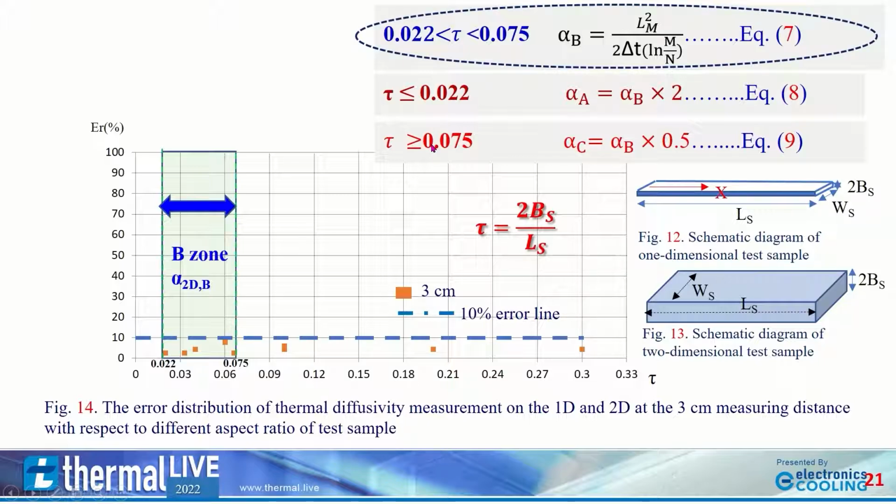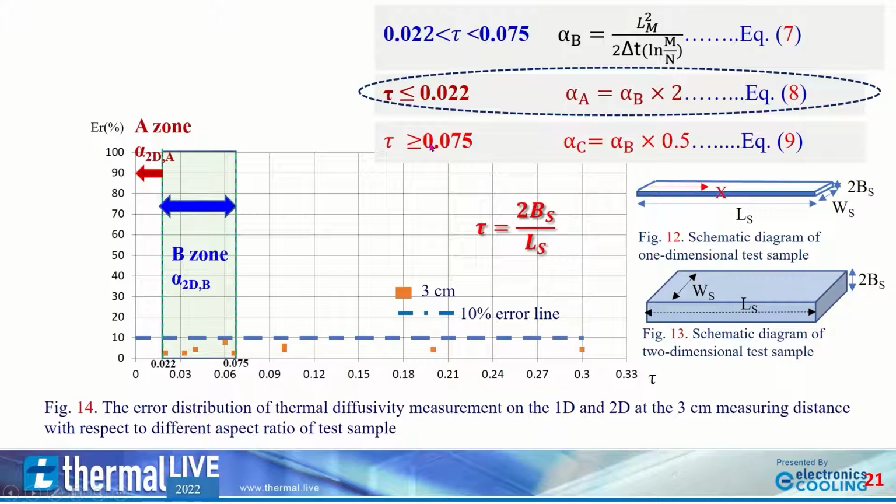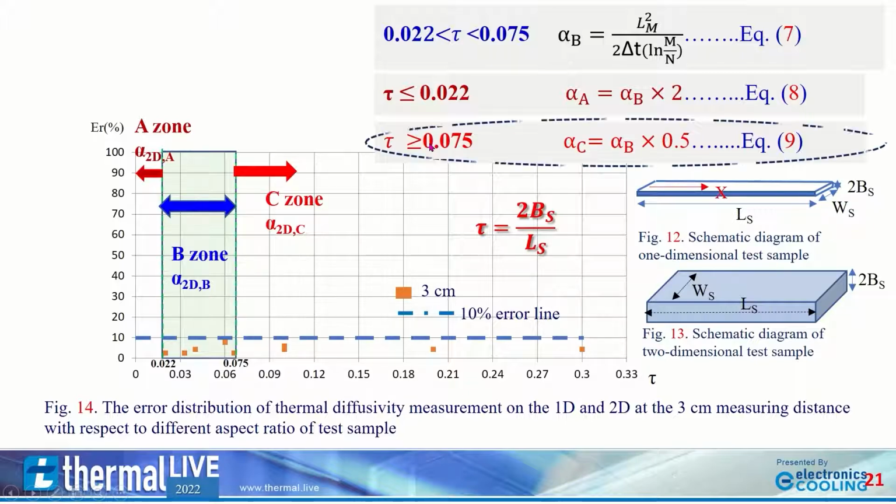When tau is less than or equal to 0.022, it is the A zone. The A model is adopted. The thermal diffusivity of A zone, alpha A, is expressed as in equation 8. When tau is larger than or equal to 0.075, it is the C zone. The C model is adopted. The thermal diffusivity of C zone, alpha C, is expressed as in equation 9.